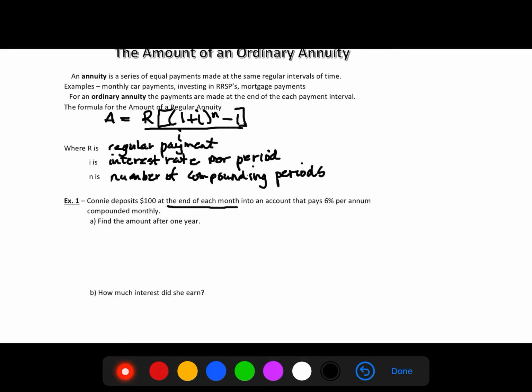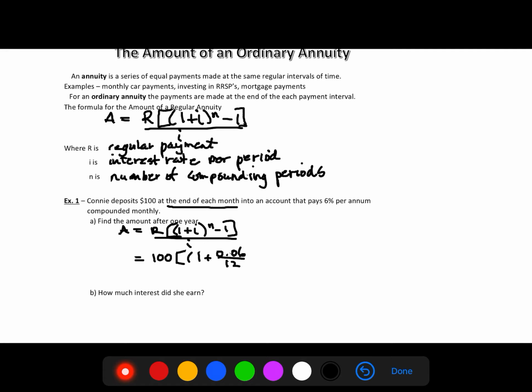So example number 1, Connie deposits $100 at the end of each month, and this is where you notice that this is an annuity. When it's an annuity, it will say $100 at the end of every time period, at the end of the month, at the end of every 6 months. So this account pays 6% per annum compounded monthly, and we want to find the amount after 1 year. So we're going to take our formula, and we're going to sub in what we know.